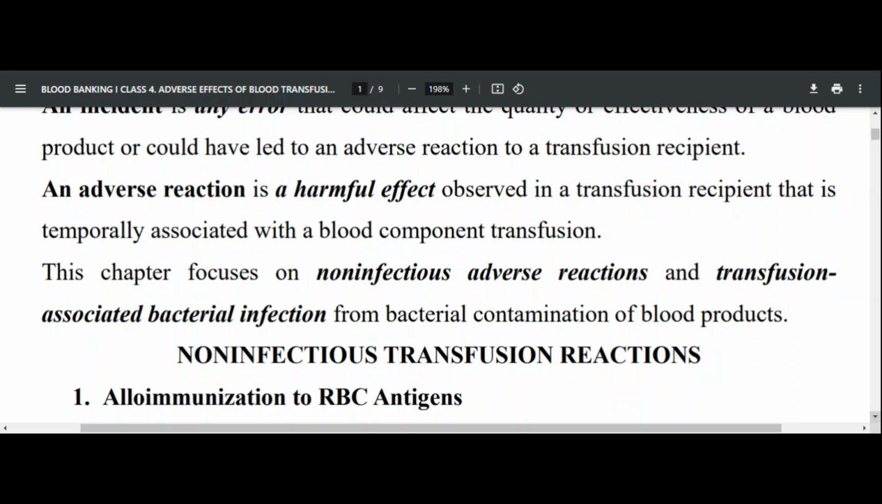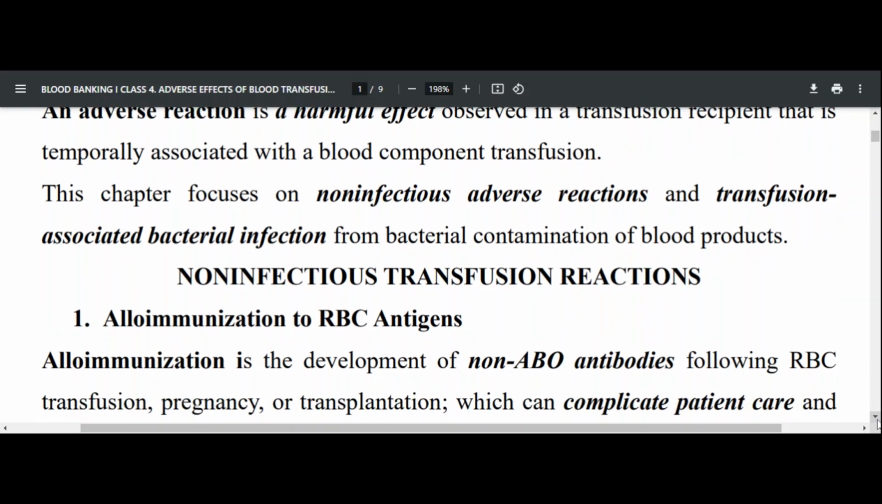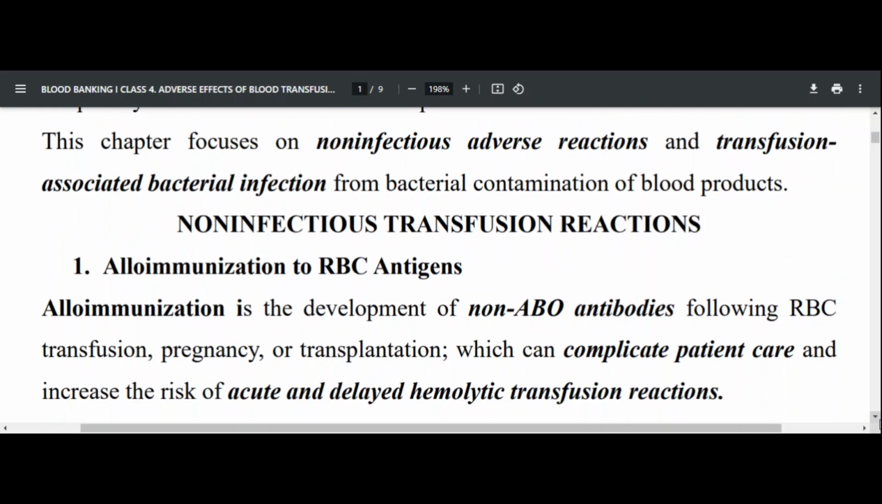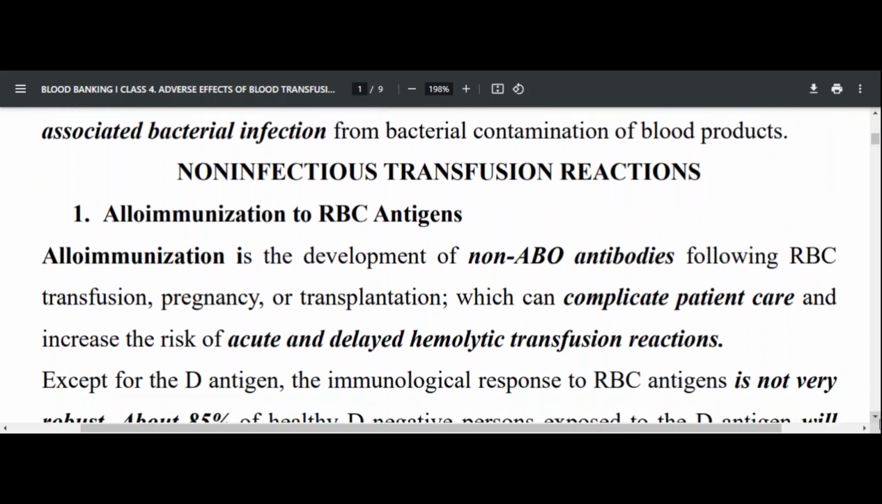In the first part of this presentation, we are going to discuss non-infectious transfusion reactions. One of them is called alloimmunization to RBC antigens. Alloimmunization is the development of non-ABO antibodies following RBC transfusion, pregnancy or transplantation, which can complicate patient care and increase the risk of acute and delayed hemolytic transfusion reactions. So it is not about ABO antibodies. ABO antibodies are naturally occurring antibodies, for example anti-A and anti-B.